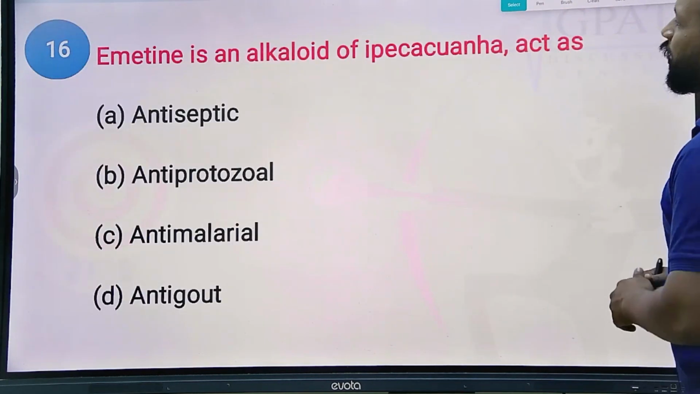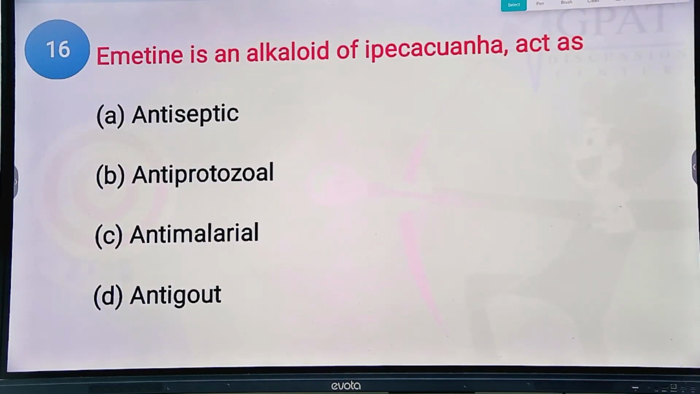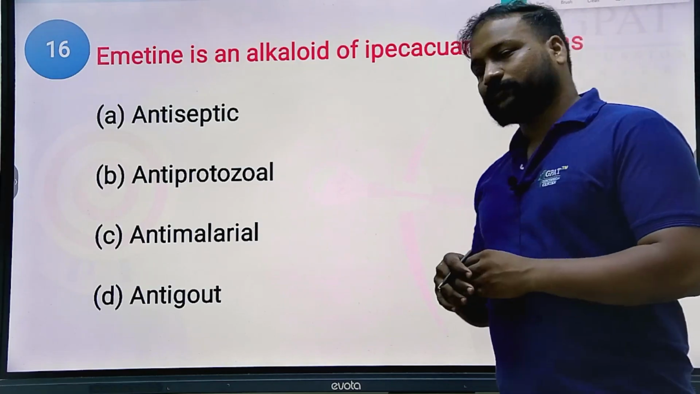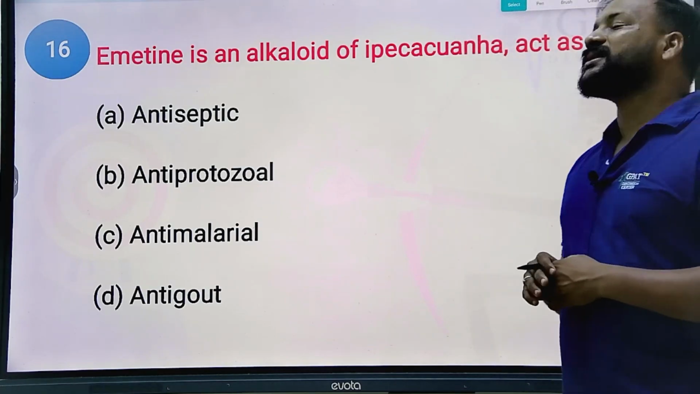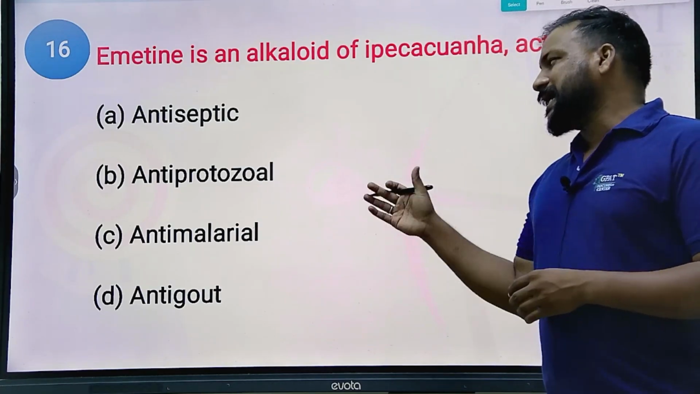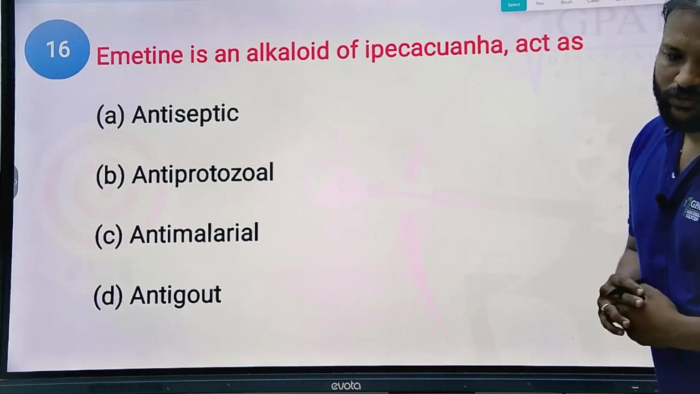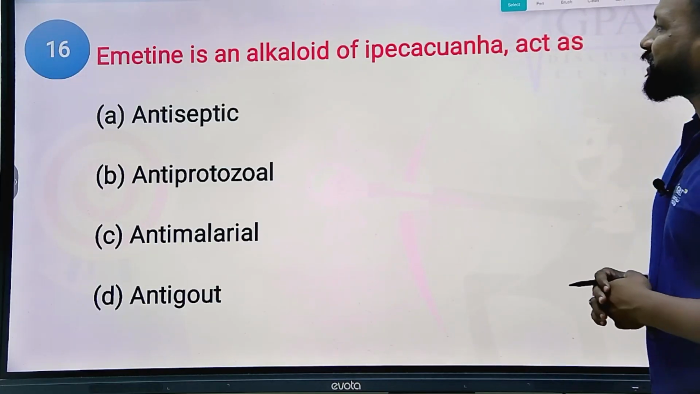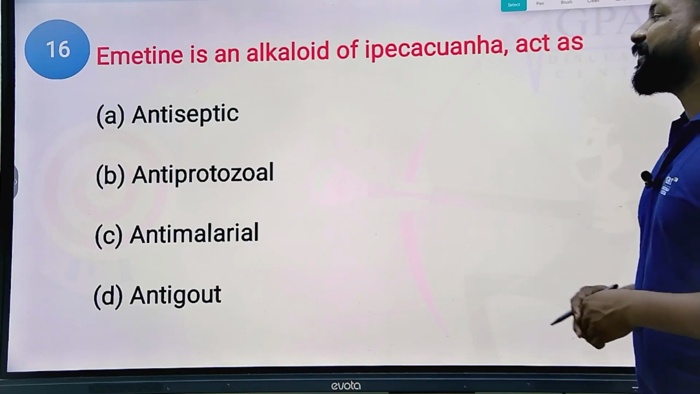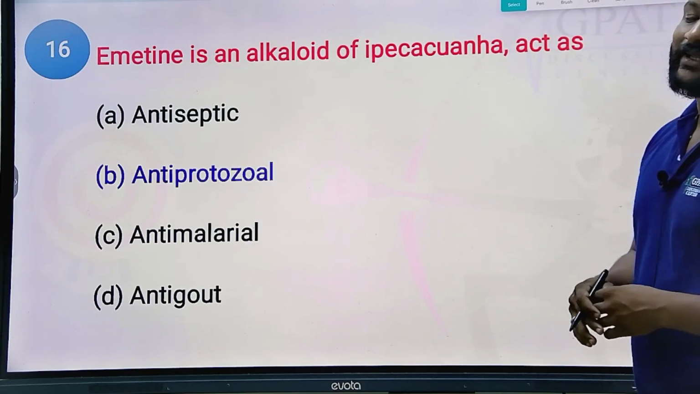Next question. Emetine is an alkaloid of ipecac. What is the use of emetine? Is it an antiseptic, anti-protozoal, anti-malarial, or anti-gout? So what is the right answer here? Yes, emetine is generally used as an anti-protozoal.